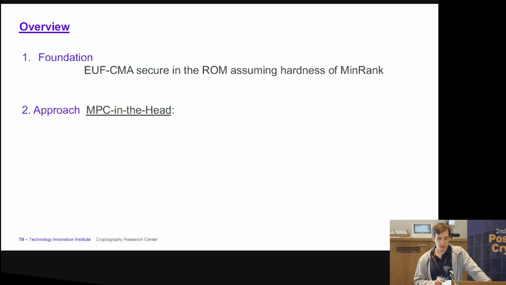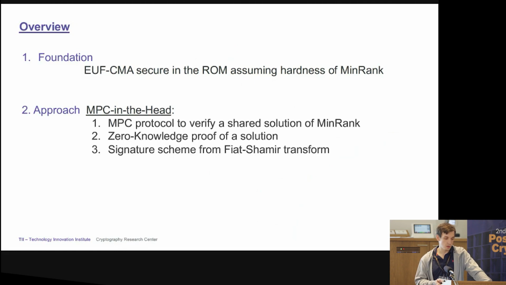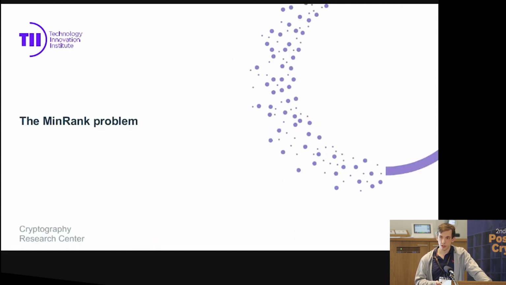Then we will quickly outline the approach. I will just recall quickly the MPC in the head paradigm to fit it into the context of MiRitH. So we will start from the MPC protocol, which allows the parties to verify that they share a min-rank solution, then construct a zero-knowledge proof of knowledge via the MPC in the head paradigm, and then apply the Fiat-Shamir transform to get the signature scheme. And last but not least, we will talk about the parameters, their security, and the performance we achieve. So let's start with the min-rank problem.